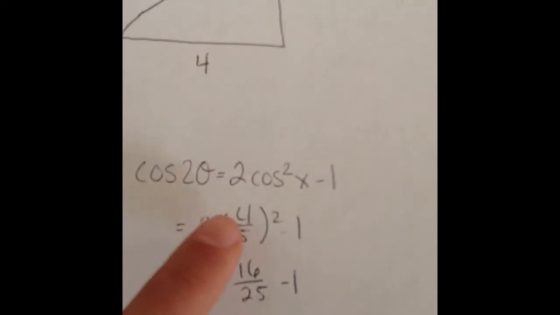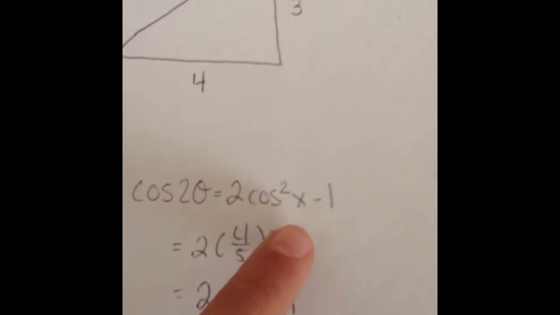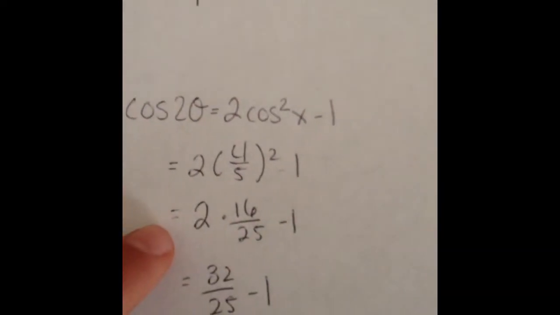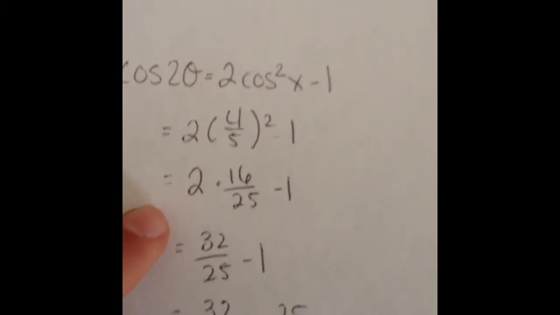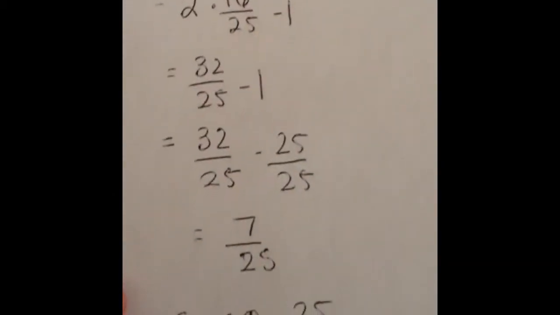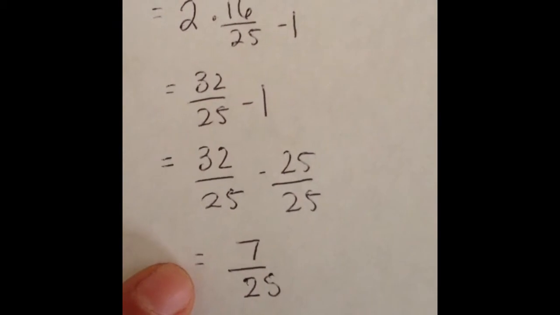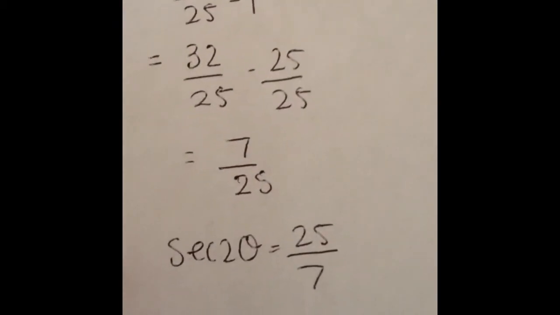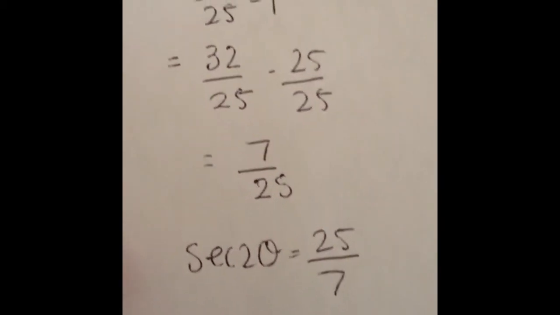Cosine 2 theta equals 2 cosine squared x minus 1. Plugging the numbers in, you get 2 times 4 divided by 5 squared minus 1. After doing all the algebra, you get 7 over 25. Now, to get secant 2 theta, you just flip this. So secant 2 theta equals 25 divided by 7.